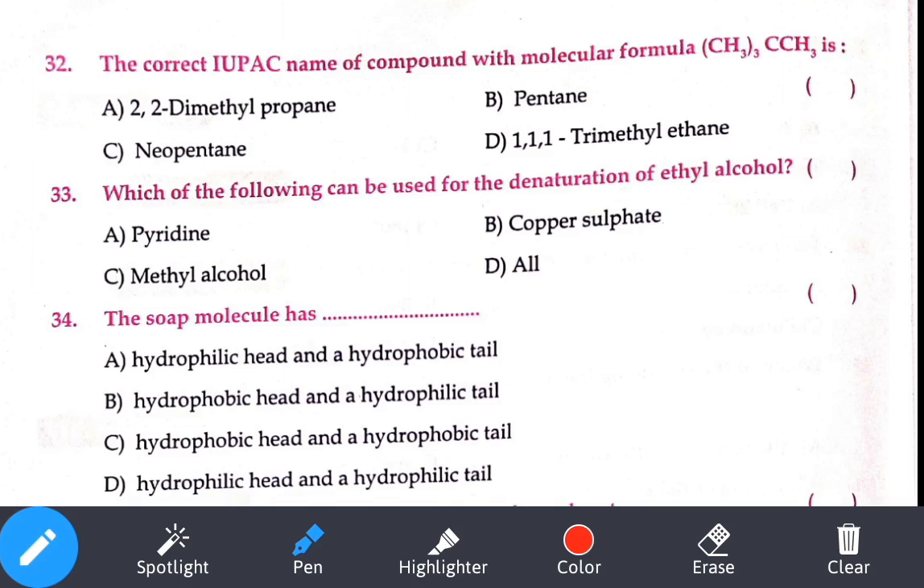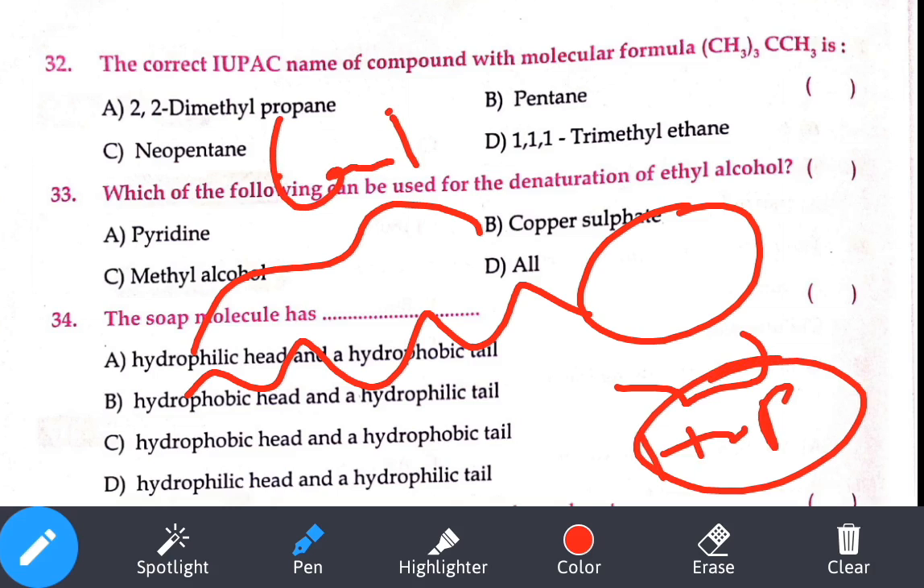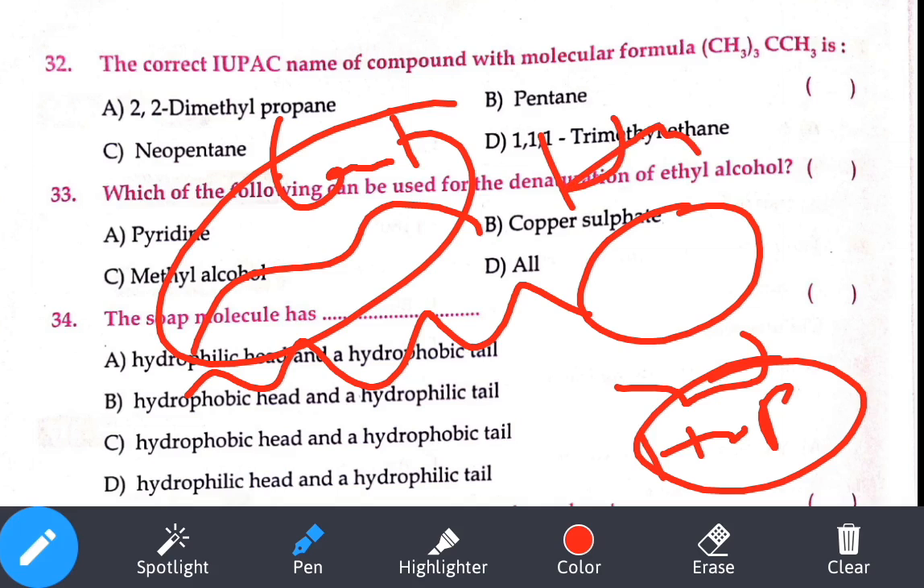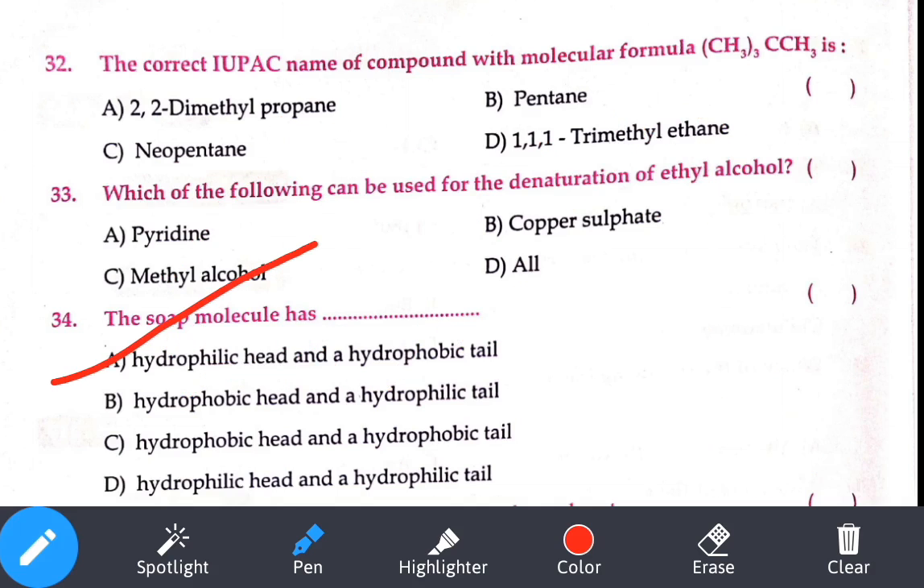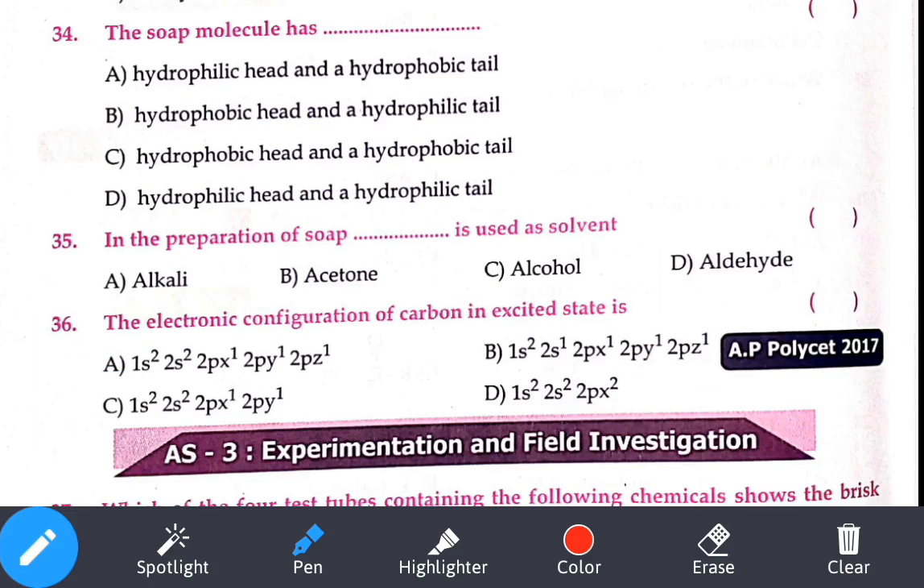Soap molecule has. If you observe the soap molecule, it will be something like this. So this is called the head portion. This is called our tail portion. The head portion is called hydrophilic, and the tail portion is called hydrophobic. Okay, so hydrophilic head and hydrophobic tail. Let's see the next question. In preparation of soap, what is used as a solvent? Alcohol will act as a solvent.